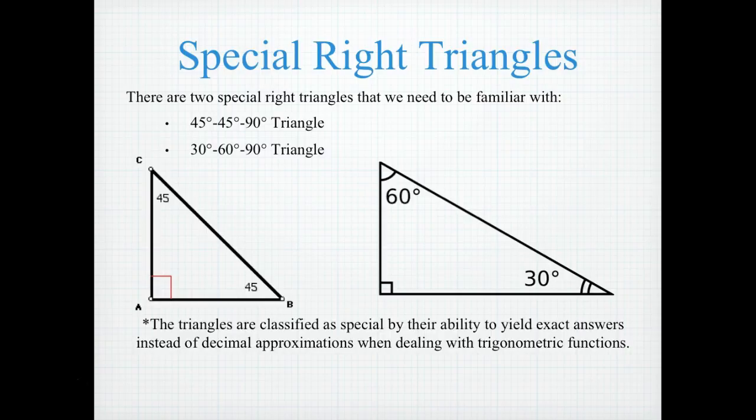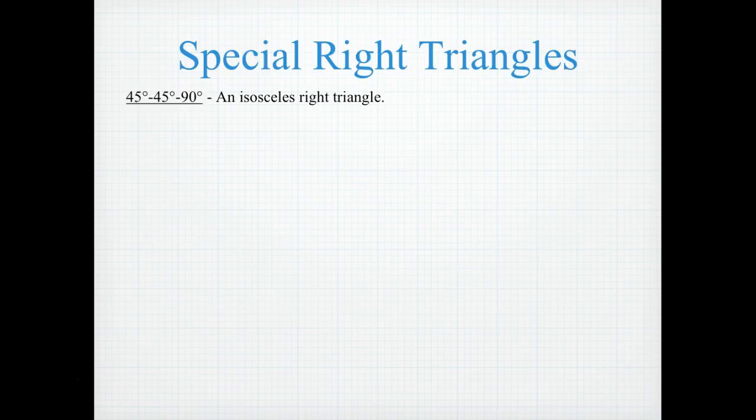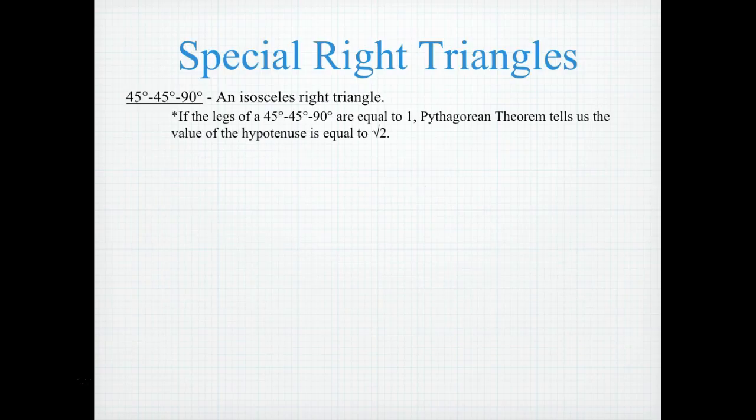trigonometric functions. In a 45-45-90 triangle, if the legs are equal to 1, the Pythagorean theorem would tell us that the value of the hypotenuse would be equal to the square root of 2. So the hypotenuse is always square root of 2 times as long as the legs.